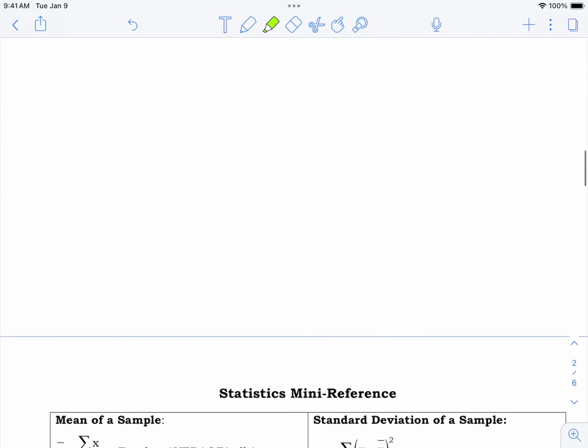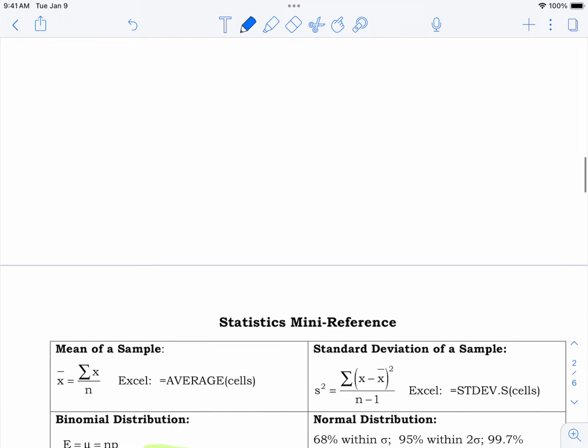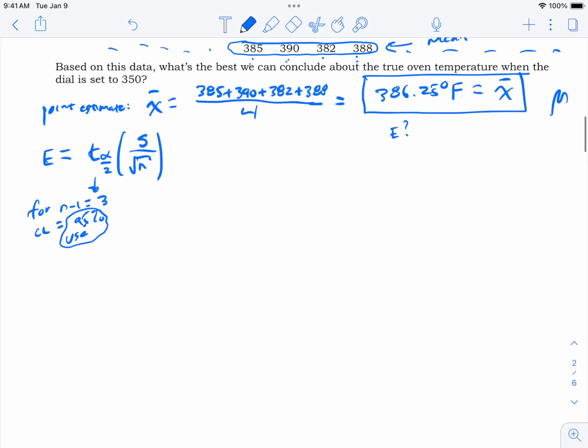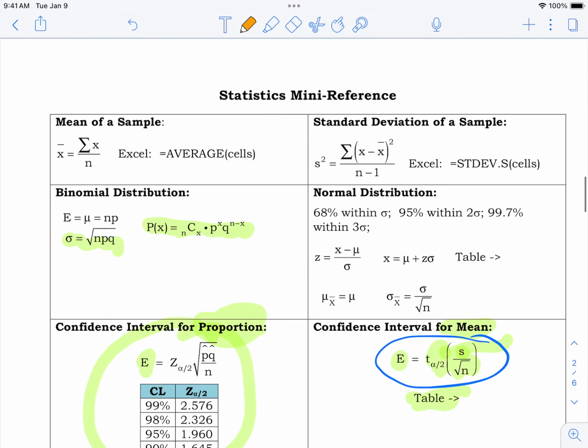Scroll on back up. We're going to use, what did I just say? Darn. What did I just say? 3.182. That's what I just said. Okay, that's what we'll be plugging in there. N is the sample size. We're going to have to stop and get S for a minute here. So now I need that formula for S, which is down here.